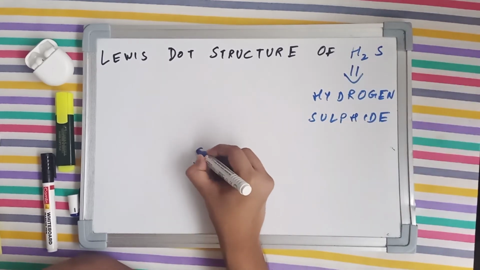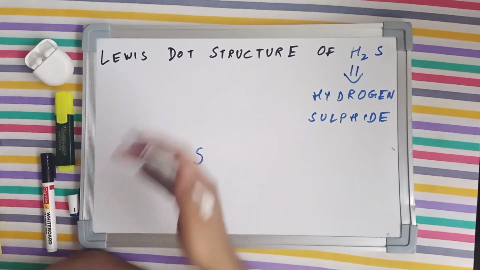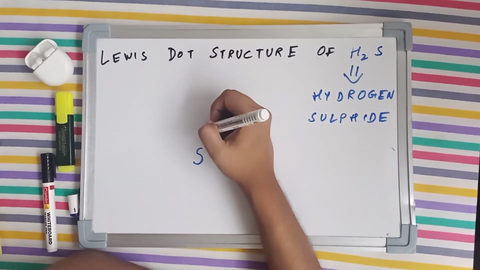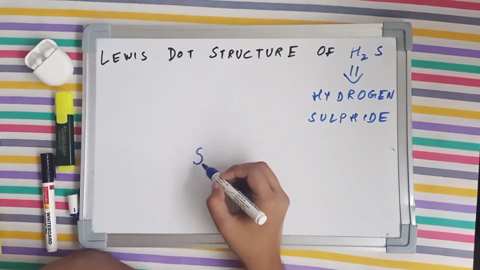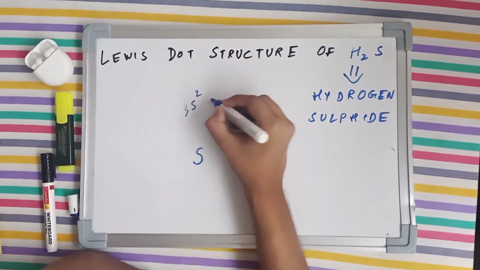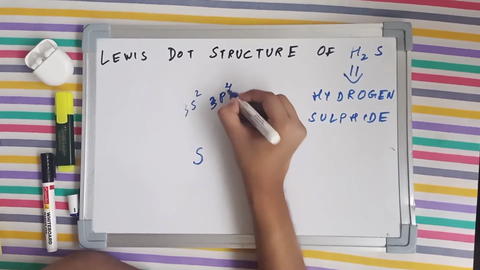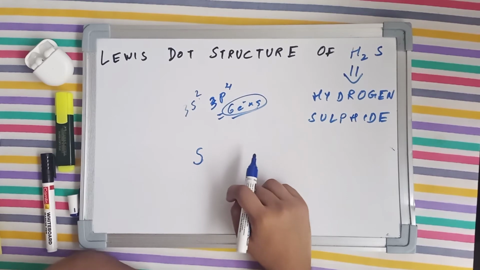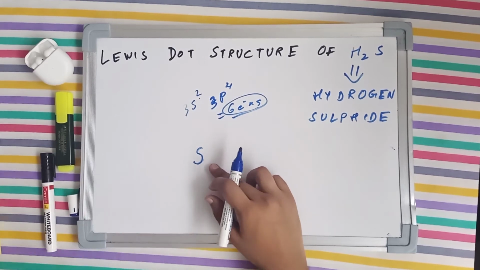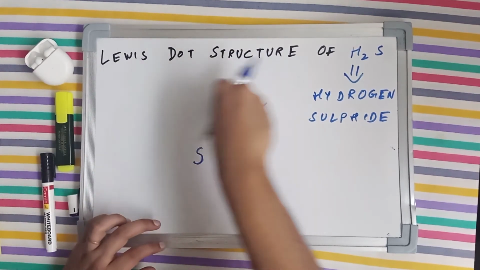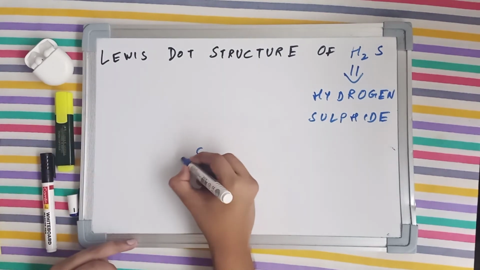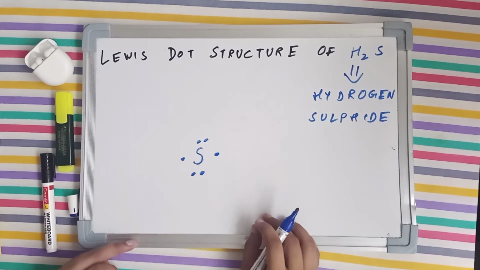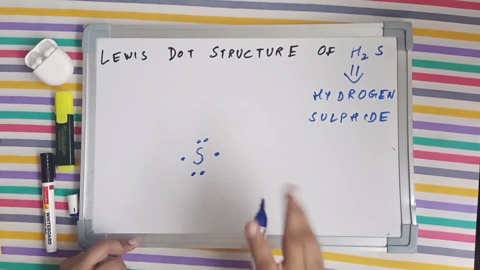I have drawn sulfur. Now I just showed you that the valence electrons for sulfur were 3s2, 3p4. 2 plus 4 is 6, which means these are the valence electrons for sulfur. So drawing the valence electrons for sulfur, it is 1, 2, 3, 4, 5 and 6. It has 6 valence electrons and it will make 2 bonds.